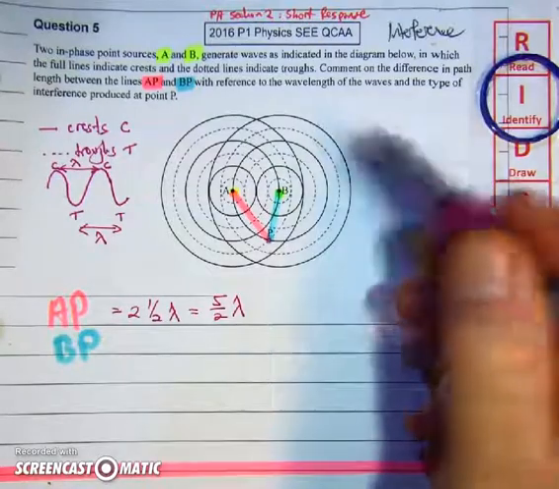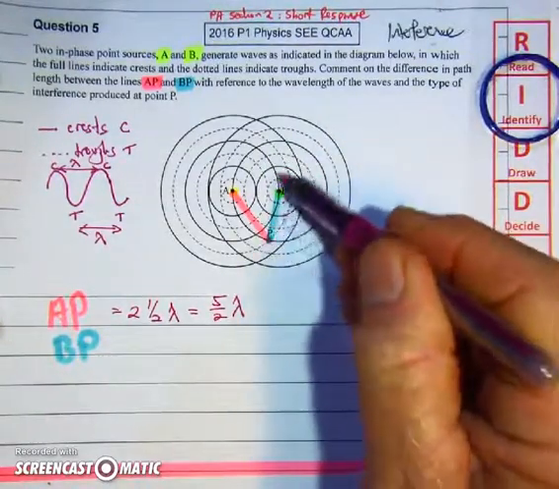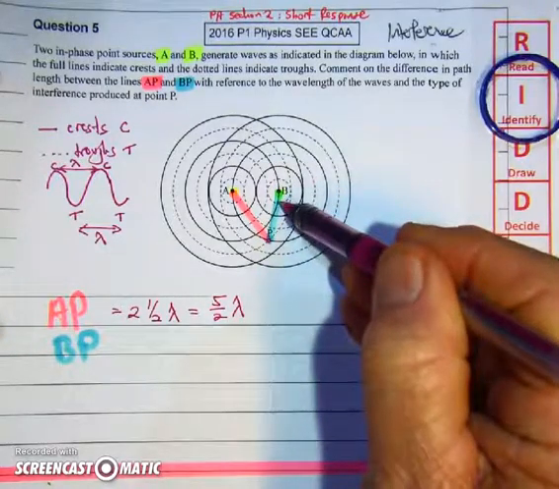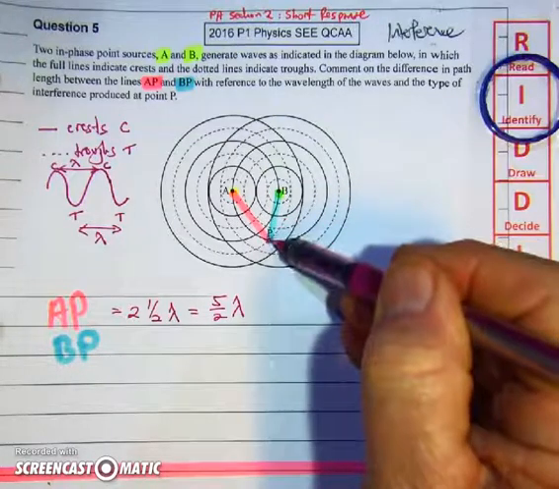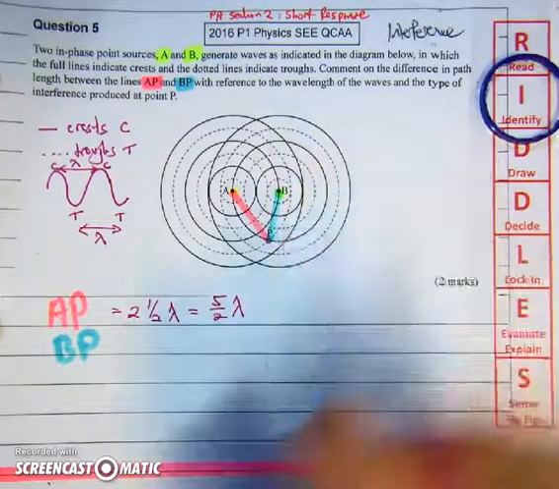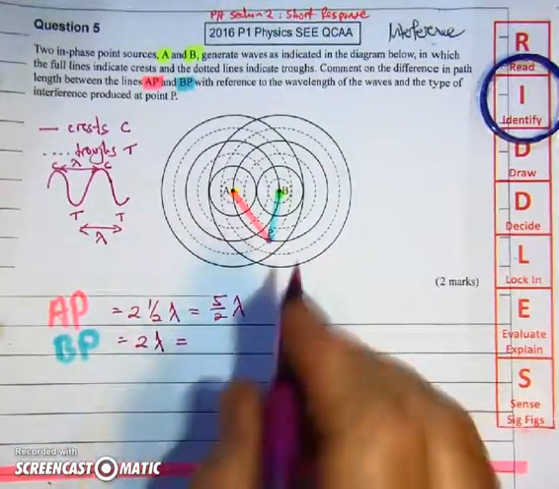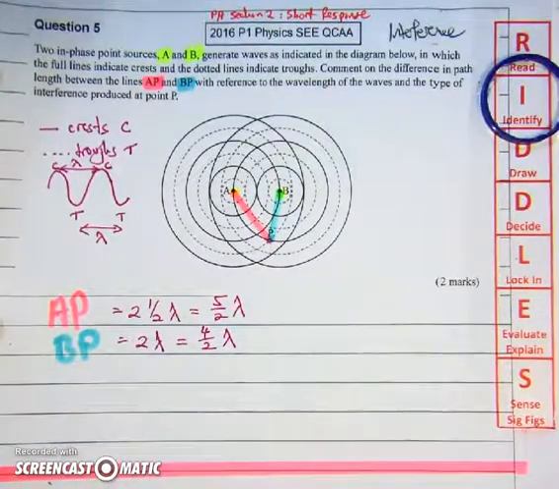Now we have a look at from B to P. B is on this line here, which is a crest, and so we go from a crest to a trough to a crest, that's one wavelength, and then we go from a trough to a crest, which is two wavelengths. So the line BP is two wavelengths. Now we can write that therefore as 4/2 lambda.